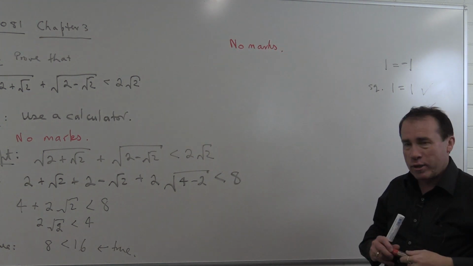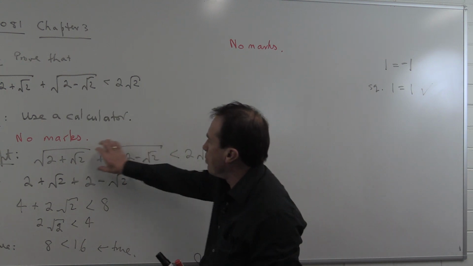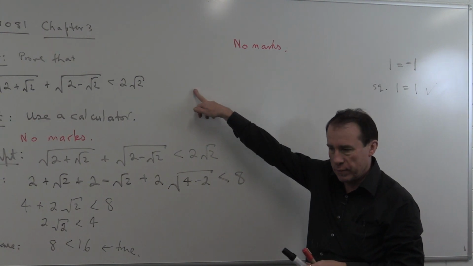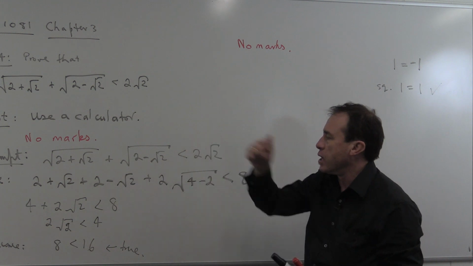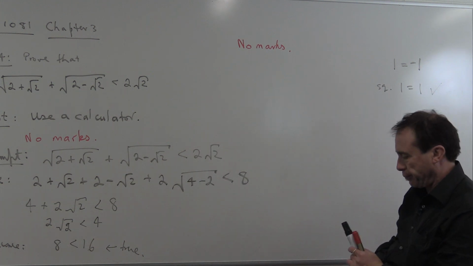So that's not a very good attempt either. The problem with it was I started out by assuming the very result that I was trying to prove. And so every line in this begs the question. It assumes that what I'm trying to prove is in fact true, and that's not a valid proof.